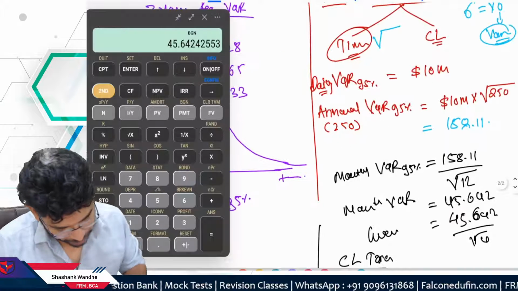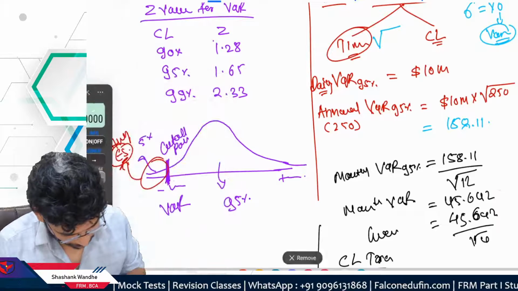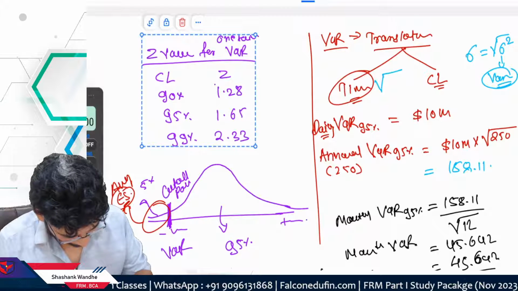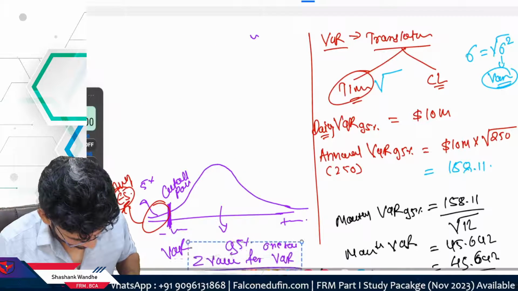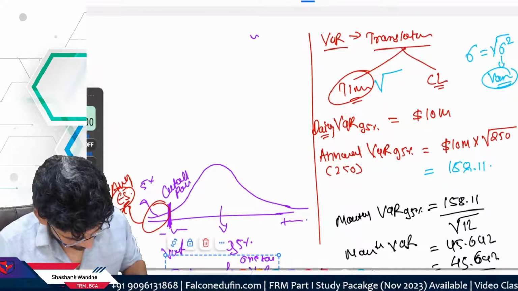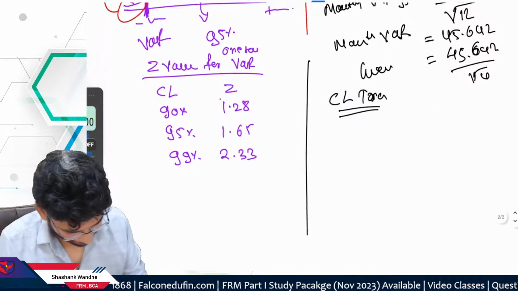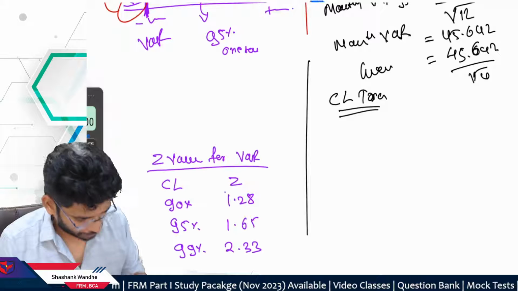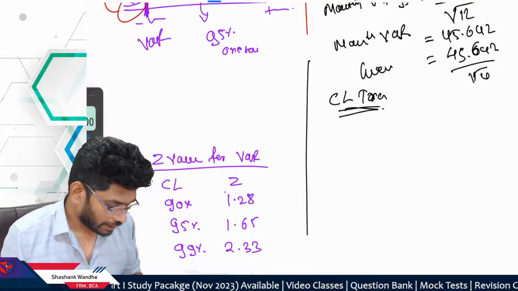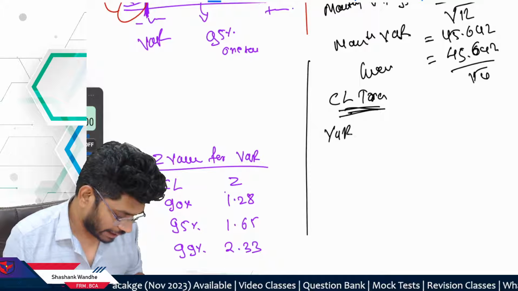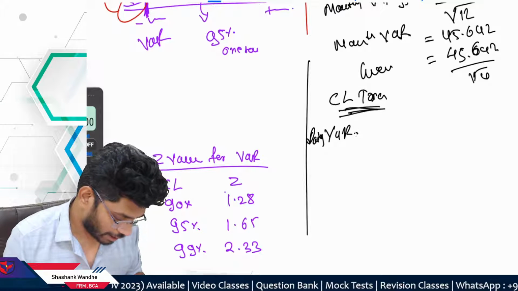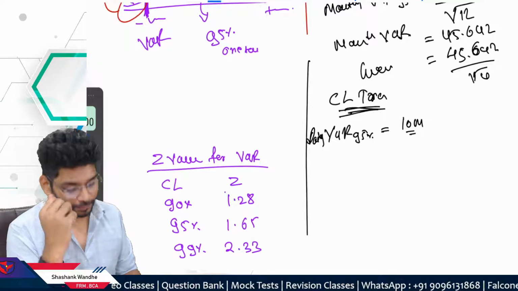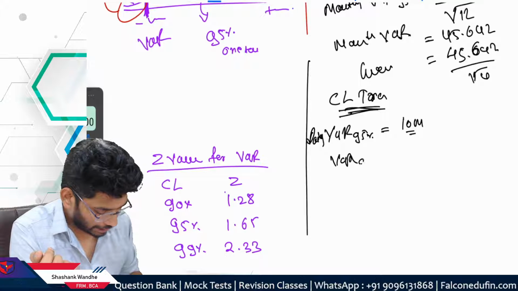Then next, confidence level translation. In confidence level translation, we will need this data. Our value at risk was daily and at 95%, and the amount was 10 million. Now here we have to calculate value at risk, again daily only, but at 99%.